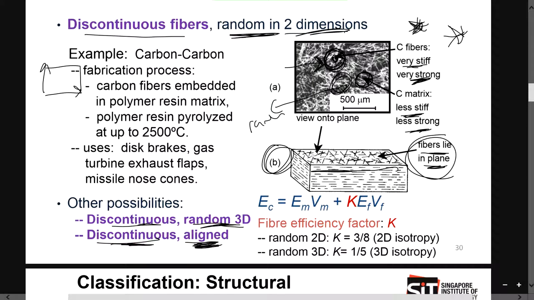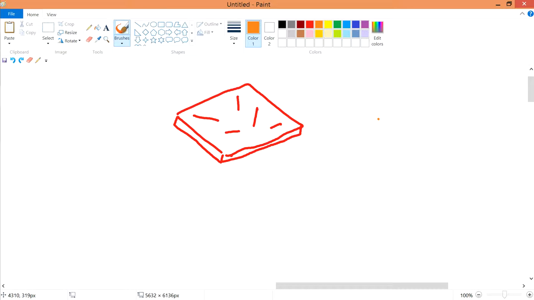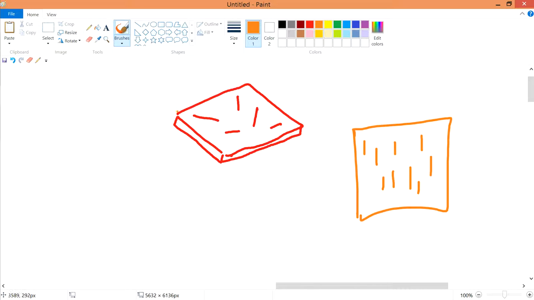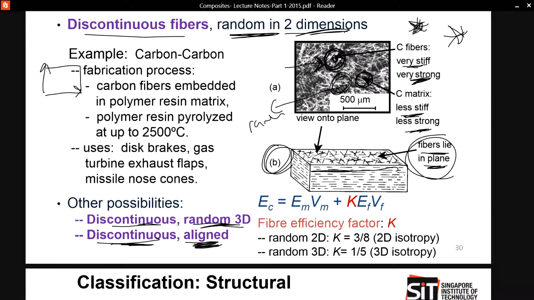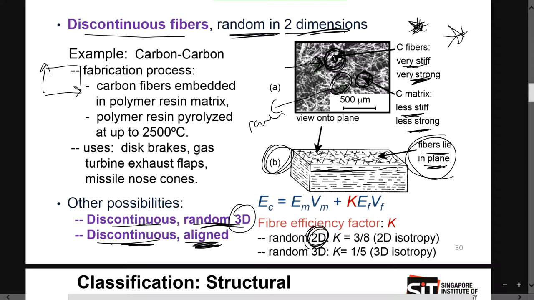Discontinuous aligned is the one that I told you earlier. Discontinuous aligned, something like this. They're aligned, that's all. Okay, sorry. And then it can be random 3D, can be random 2D, as you can see. So if it's 2D, the K will be different.